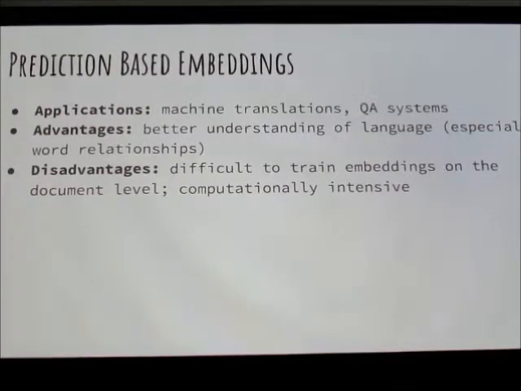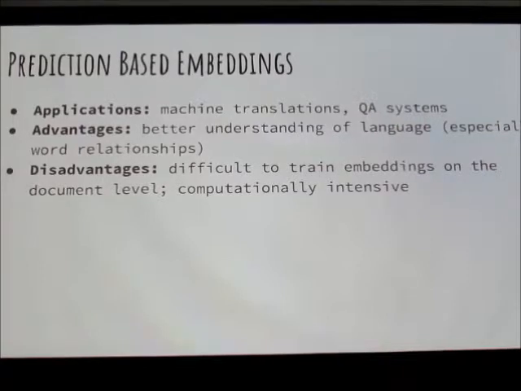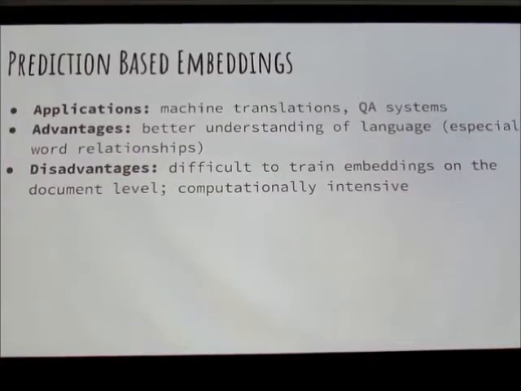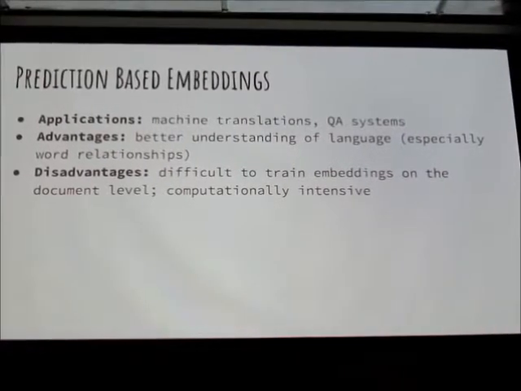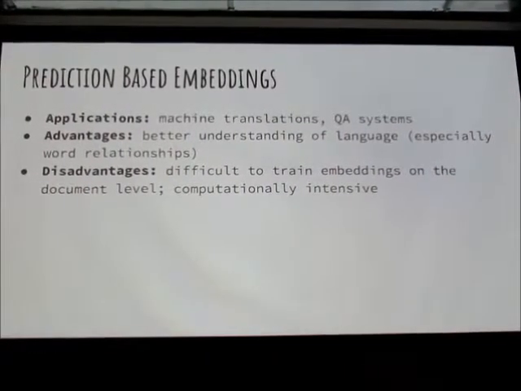So prediction-based embeddings have a more concrete grasp of language. They still don't understand word order that well, but at least they understand word relationships to a certain extent. As a result, they're usually used in more complicated natural language understanding and natural language processing tasks, such as machine translation. So for example, a translator, and also in question answering systems.